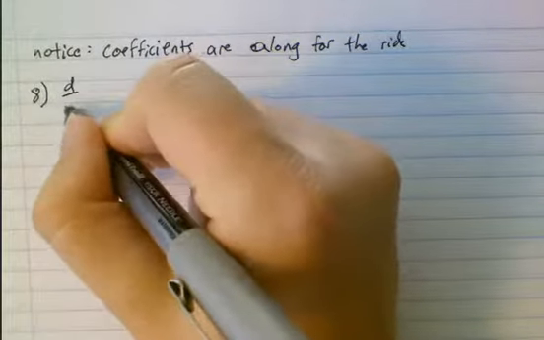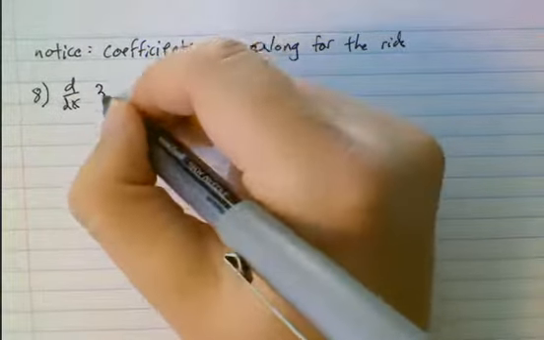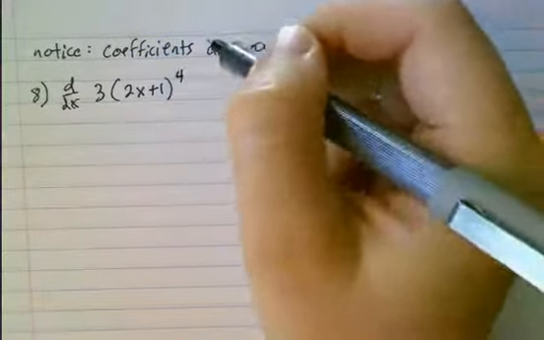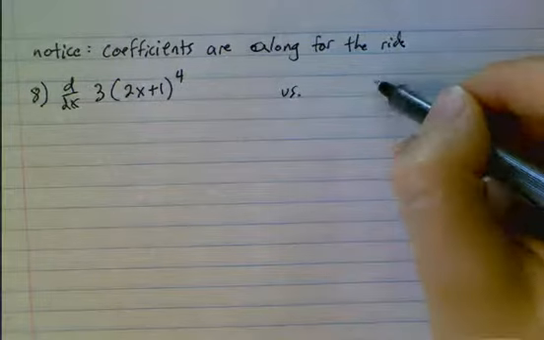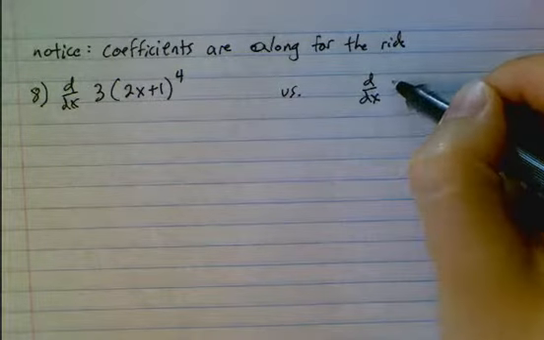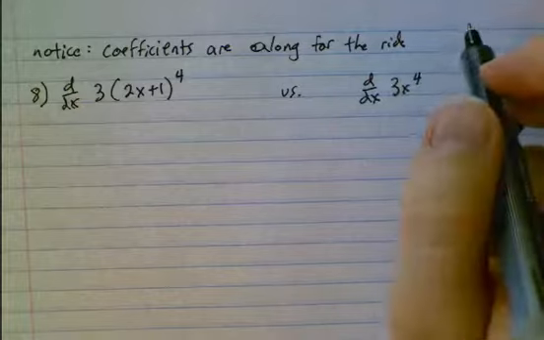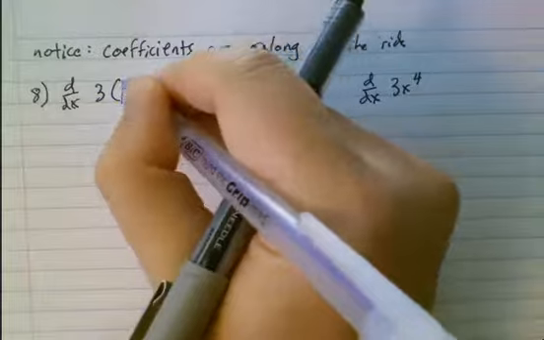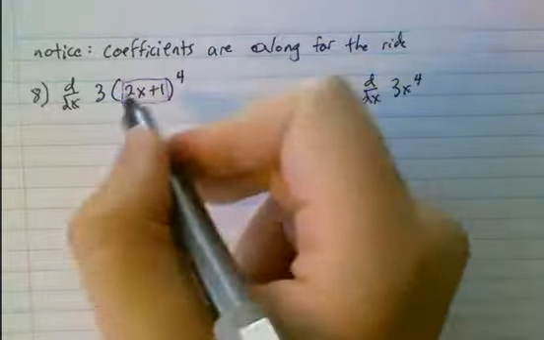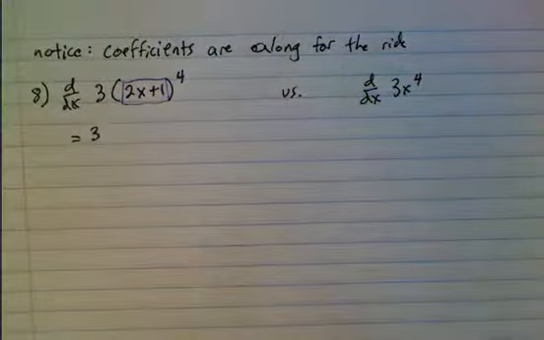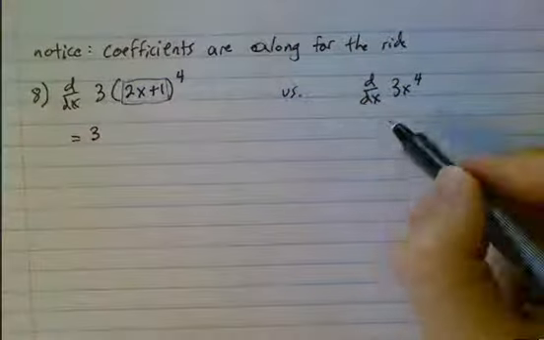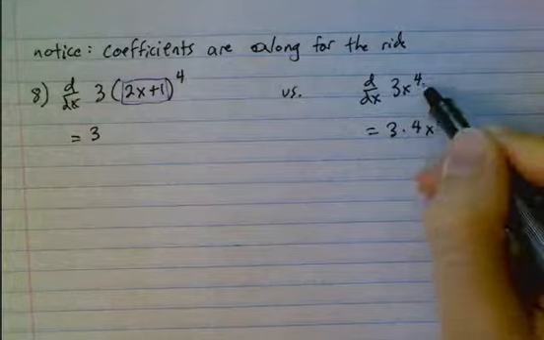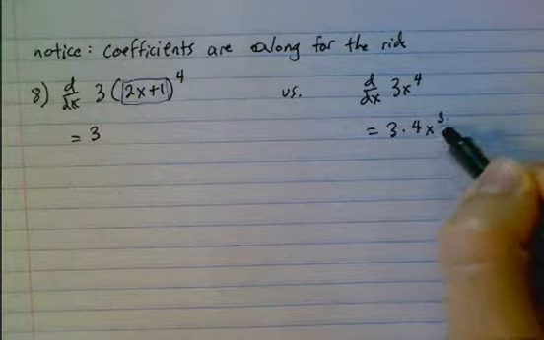Let's say we had the problem, find the derivative of 3 times 2x plus 1 to the 4th power. And let's just look at that versus finding the derivative of, let's say, 3x to the 4th power, one of the old type of problems. So notice over here we have a box function. So that means we're going to use the chain rule when we're taking the derivative. In this case, the 3 is just along for the ride. Just like over here, the 3 would be along for the ride, and then we would do 4, bring down the exponent, subtract 1 from the exponent to get 4x to the third.